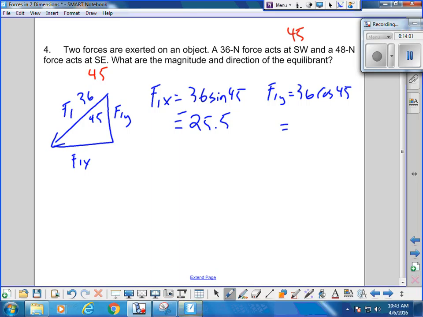These are vectors, man. This is part 2 of the test. Okay, so this is also going to be 25.5 negative. All of the concepts are very similar, right? Okay, they're both negative. Let's do F2. It is southeast, again at 45 degrees.